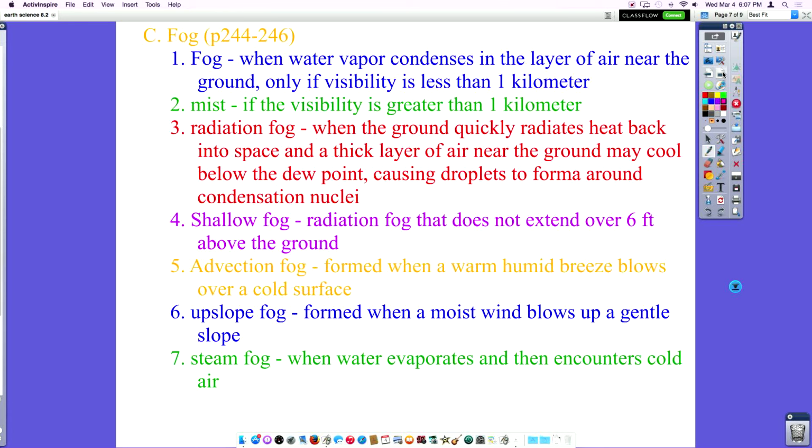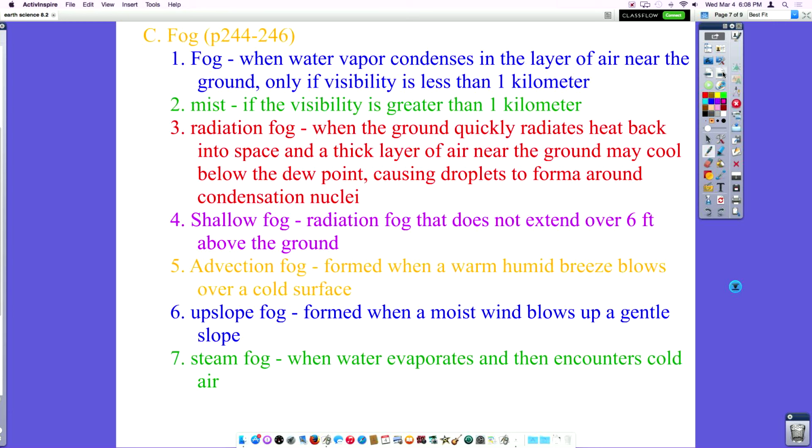Sorry about that. Fog, remember we said that low altitude clouds were from the ground up to a certain altitude. Fog does fall into that, but generally speaking, we don't consider fog a cloud because it is right against the ground. It's when water vapor condenses in the layer of air near the ground, and it's only considered fog if visibility is less than 1 kilometer. And it's 1,000 meters, and that's a little over 3,000 feet. And it's mist if the visibility is greater than 1 kilometer. So, just the differentiation there between fog and mist.